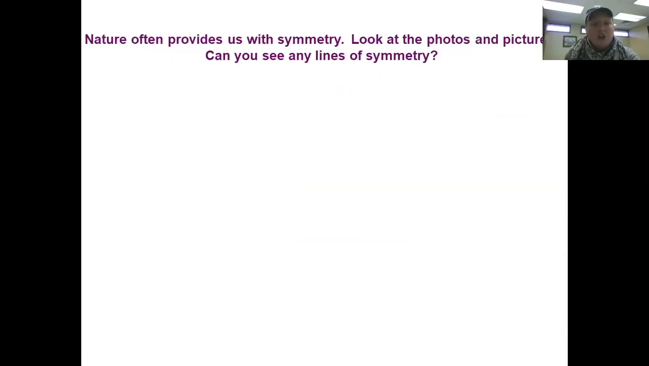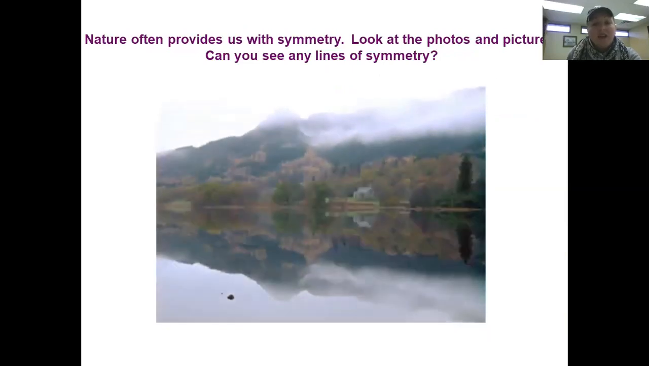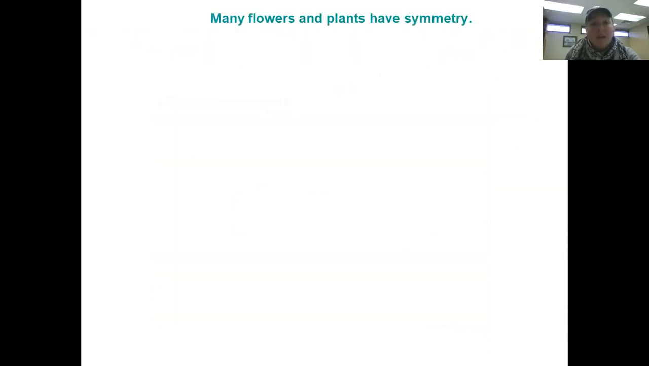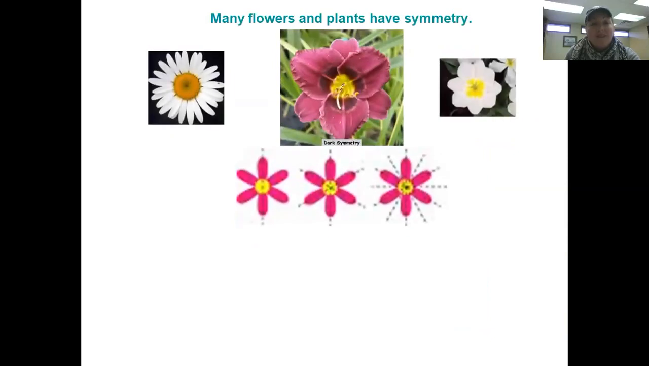And in nature, it provides us with symmetry too. Look at the photos and pictures. Can you see the lines of symmetry? There's a reflection in a lake. That's very symmetrical. Many flowers and plants have symmetry. Can you see them? Oh, I could fold it here, fold it there. I could fold it so many ways.